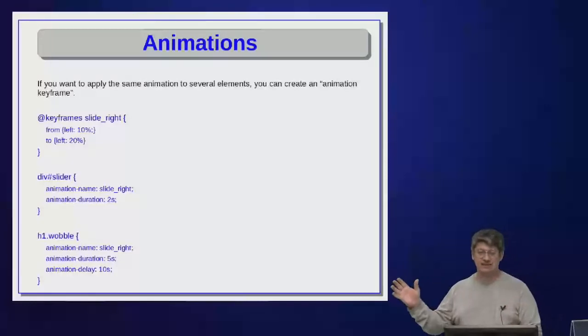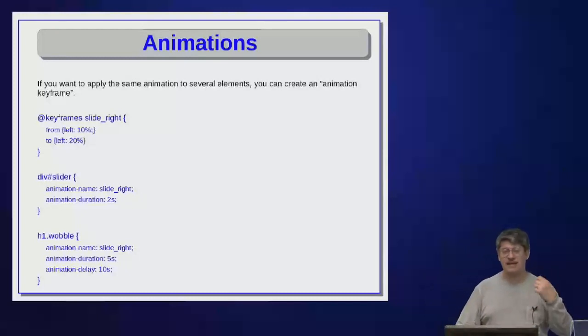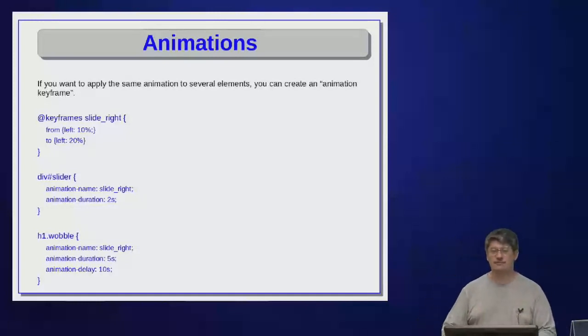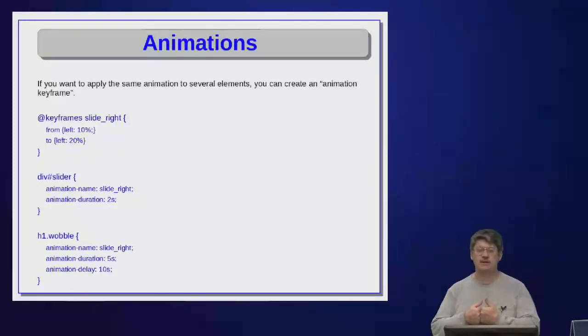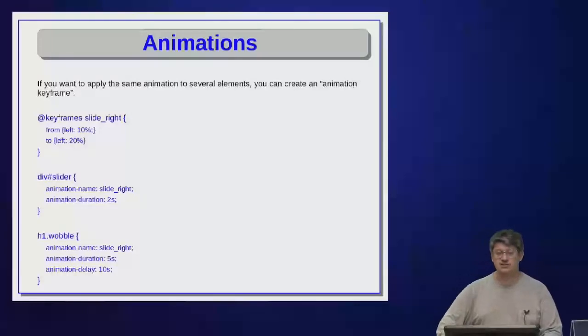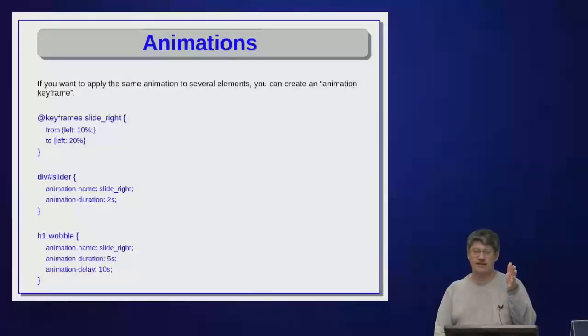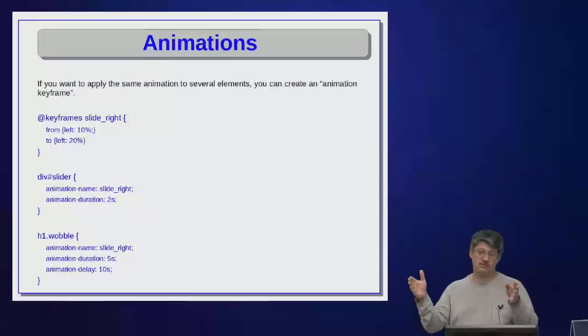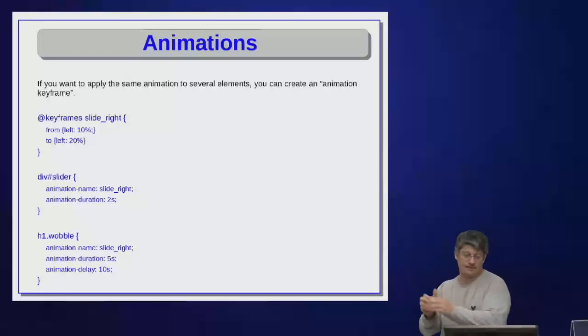So we can say @keyframes slide_right, and here in curly braces we have to specify a from and a to. And inside more curly braces, after the from and after the to, we specify properties that we want to change. So we're going to go from a left of 10% to a left of 20%. So what this is going to do is take whatever element we have and animate it from being positioned 10% from the left to being positioned 20% from the left. So it's going to move it to the right.